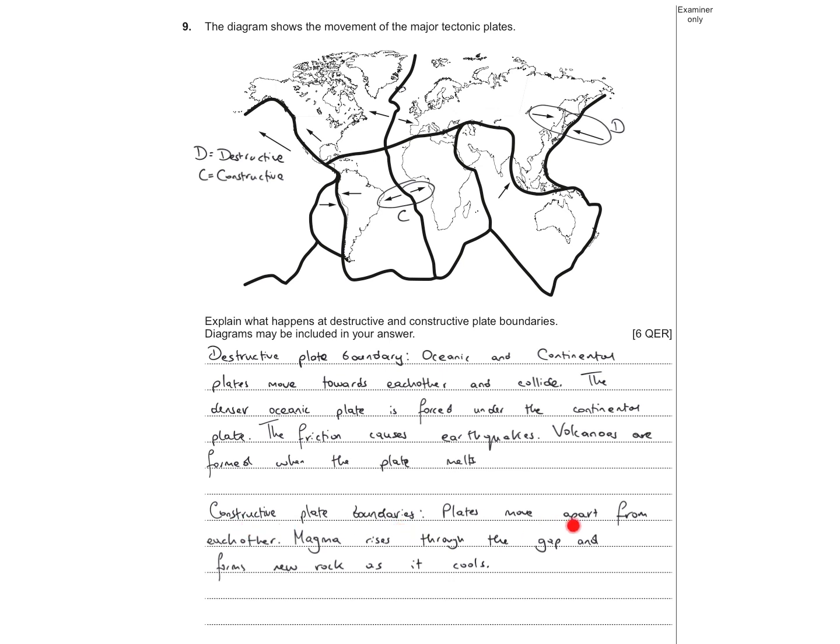Constructive plate boundary. Plates move apart from each other. Magma rises through the gap and forms new rock as it cools. We could also add on the end, and volcanoes.